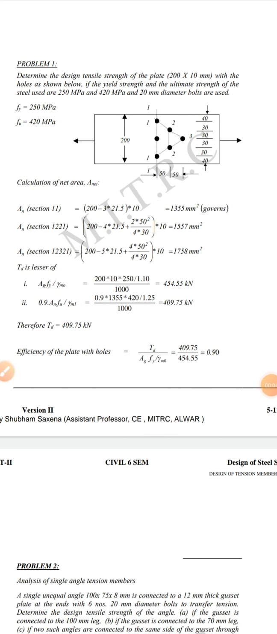In today's lecture we'll see a problem related to tension member. We have covered all the basics and theory regarding the tension member, and we have also studied the various design strength formulas for calculating the design tensile strength of a tension member. So today's problem we'll see how to calculate the design tensile strength of a particular plate with holes.